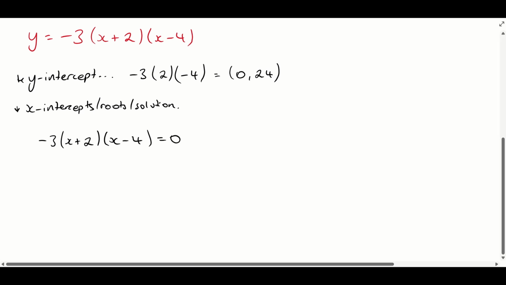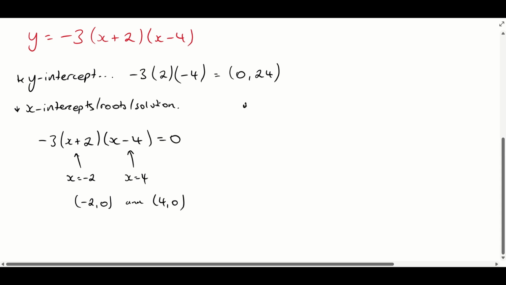And so if we were to solve this, we can see that that's going to happen either here when x is -2, or here when x is 4. So we get the coordinates -2, 0 and 4, 0 for our x-intercepts.